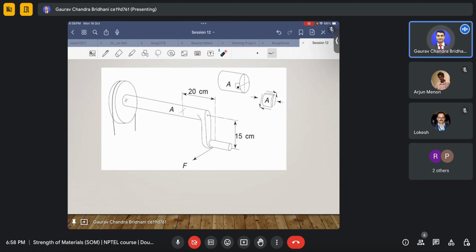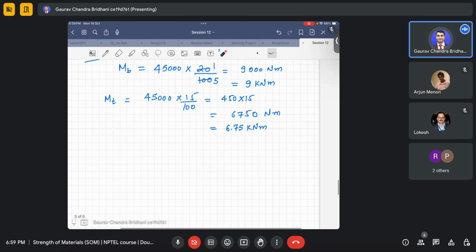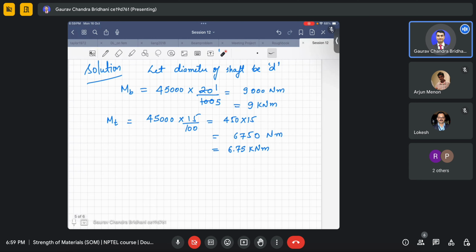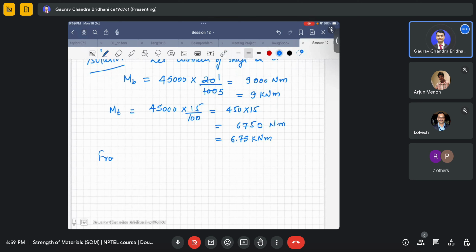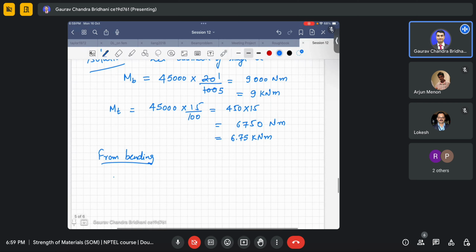So what is the principal invariant? Sigma 1, sigma 2, sigma 3 are principal invariants. That is why all our theories are defined in terms of principal invariants. So here also we need to find the principal invariants. These two states of stress will make a final state of stress. From bending, we find the bending stress: sigma by y is Mb by Izz.